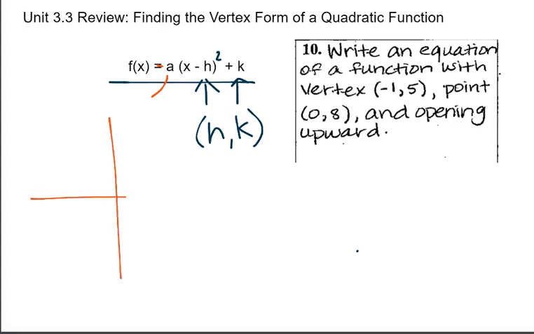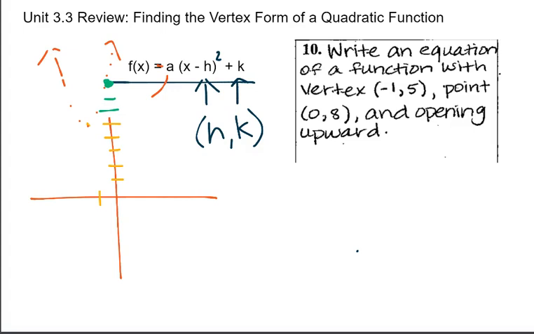So let's draw a mini graph of the information they gave us so we can kind of get an idea of what they're saying. So they said that there's a vertex at -1 and 5. So that'll be about right here. And there's a point at 0, 8. Let me get a different color. And 0, 8 will be up here somewhere. So I'm just drawing a little sketch. And it's opening upward. So something like that.